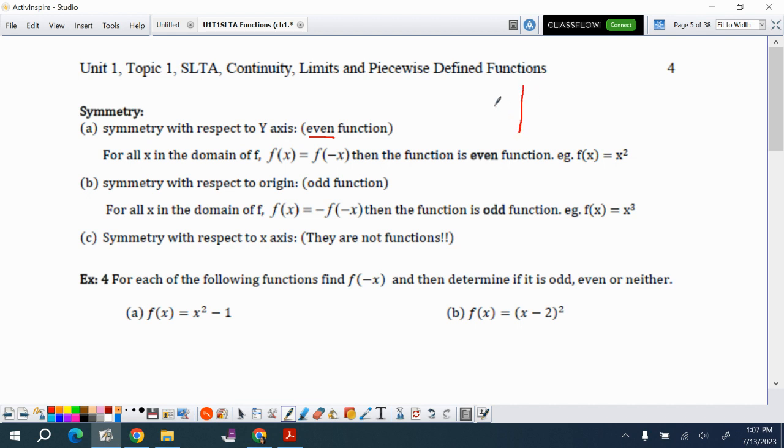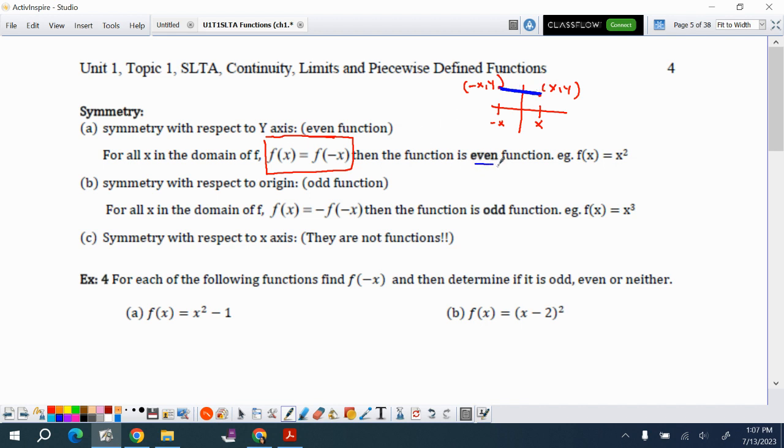So for example, if I have x and y, symmetrical with respect to the y-axis means I should have a similar point on the other side where x becomes negative, and y is still the same. So algebraically, you must know that f of x is the same as f of negative x. Understand this again: the x value is replaced by negative x, and you still have the same y value.